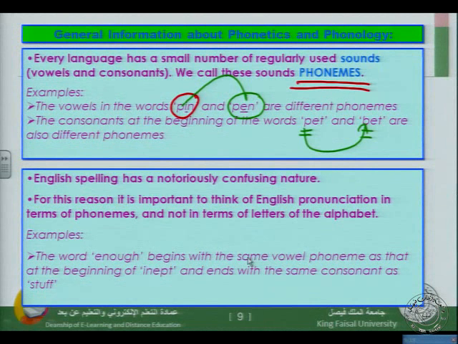The word enough begins with the same phoneme as that at the beginning of inept and ends with the same consonant as stuff. Notice, enough, inept, the same thing. So they have the same phoneme, same sounds. And here it's the first 3 letters and the first 3 letters right here. So, sorry, sounds. And if you look at of, it's just like stuff. So they have similar phonemes, although they have different letters.